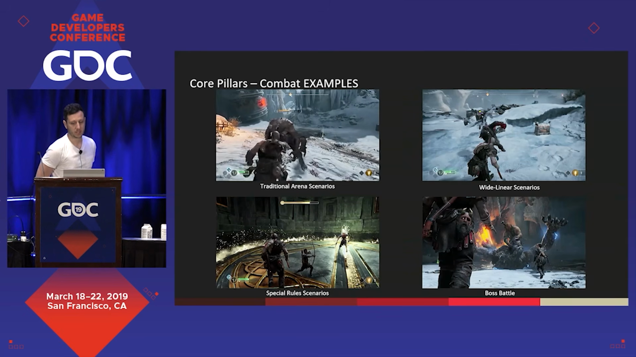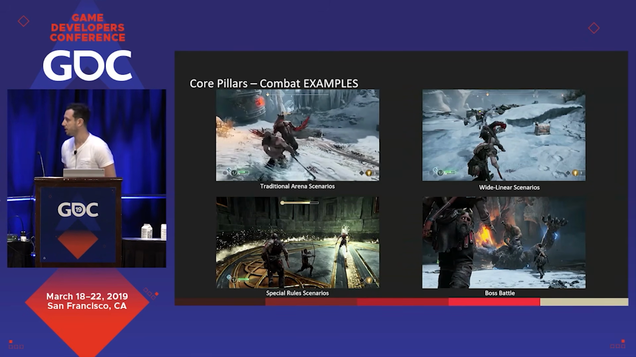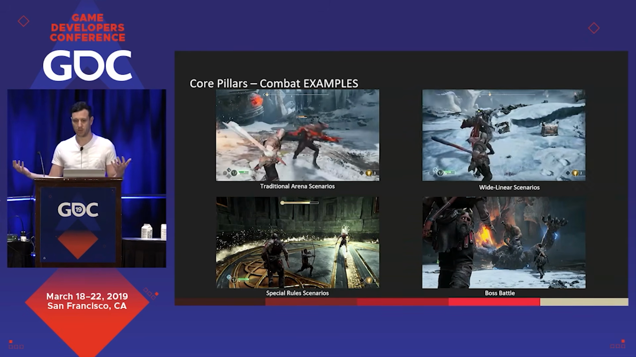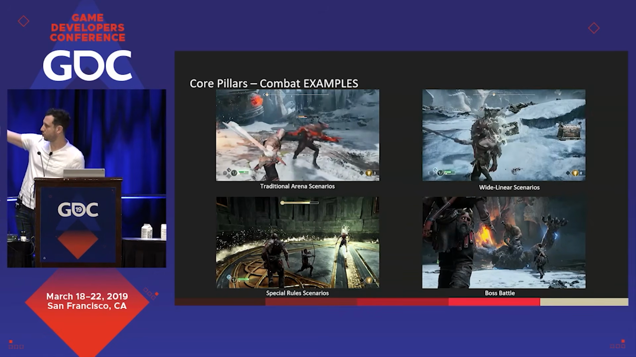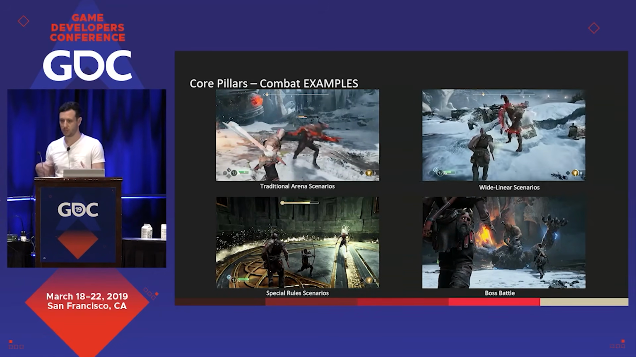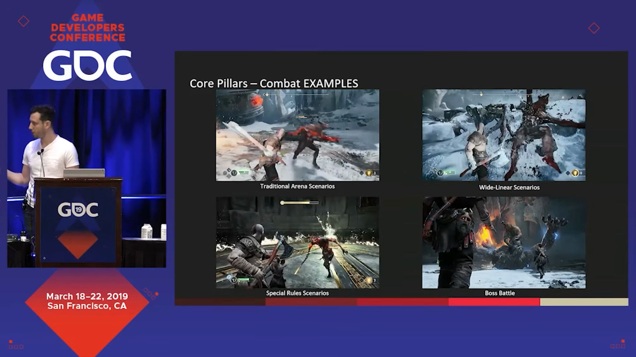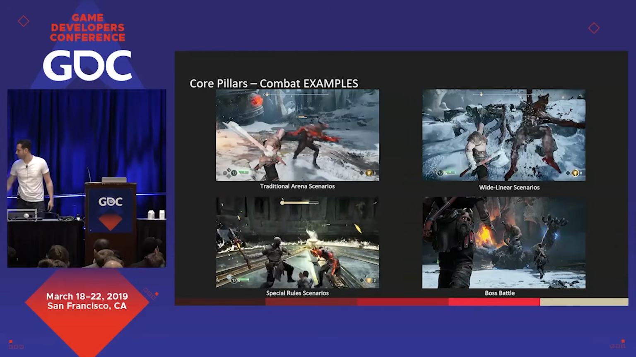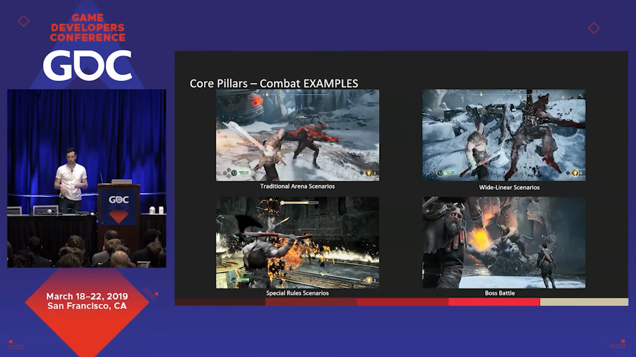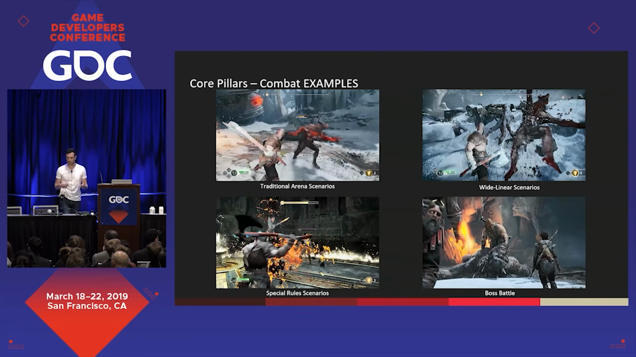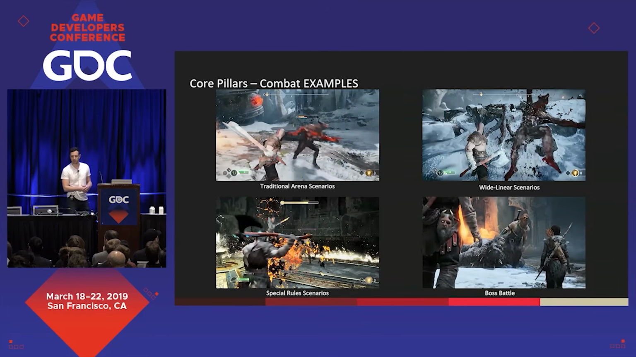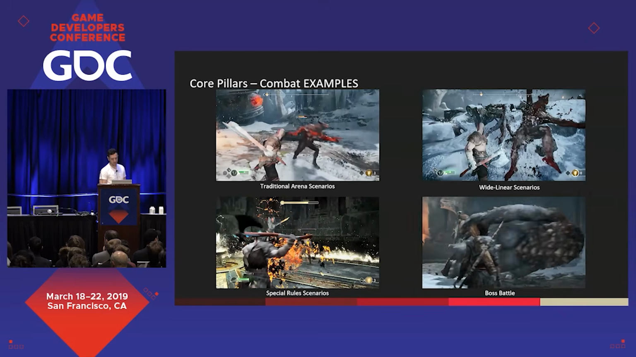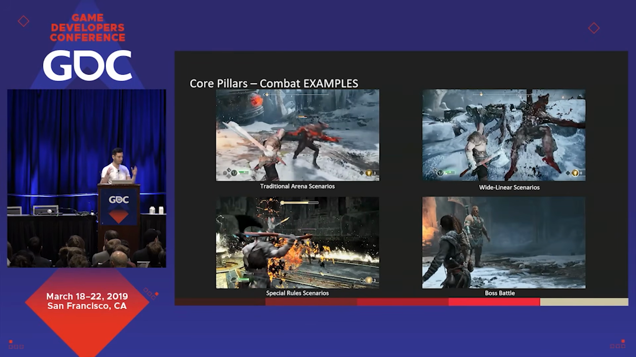You can see here, inside the category of combat, there's actually a lot of sub-archetypes. It's not just arenas or fight spaces. There's also more wide linear scenarios where you can take on the AI in more free-form ways. Down the bottom on the left there, you'll see what I call a special rules scenario. This one has a timer that gets the variety a bit different from everything else. Of course, you have boss battles. You have lots of different things that come together to make combat more than just fights, right?